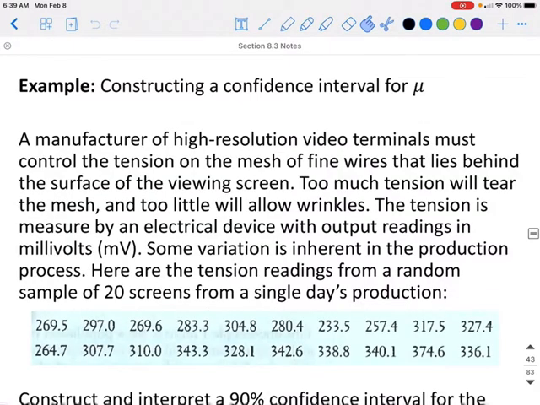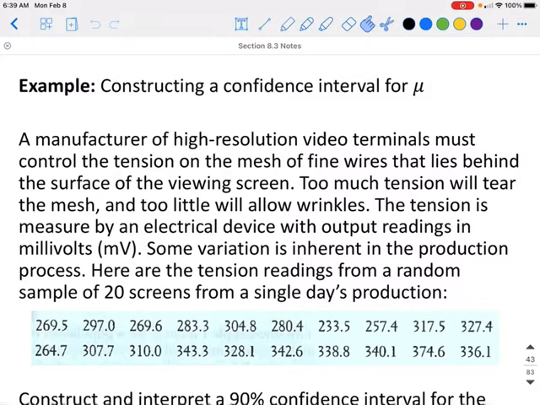A manufacturer of high-resolution video terminals must control the tension of the mesh of fine wires that lies behind the screen of a viewing screen. Too much tension will tear the mesh, and too little will allow wrinkles. The tension is measured by an electrical device with output readings in millivolts. Some variation is inherent to the production process.